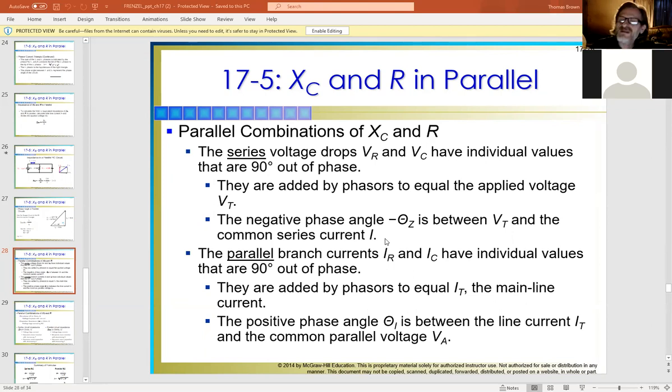And yes, the negative phase angle. Remember now, capacitors are always going to put us in that fourth quadrant there. So it's always going to be an associated negative angle, because the capacitor purely is going to be that negative 90.